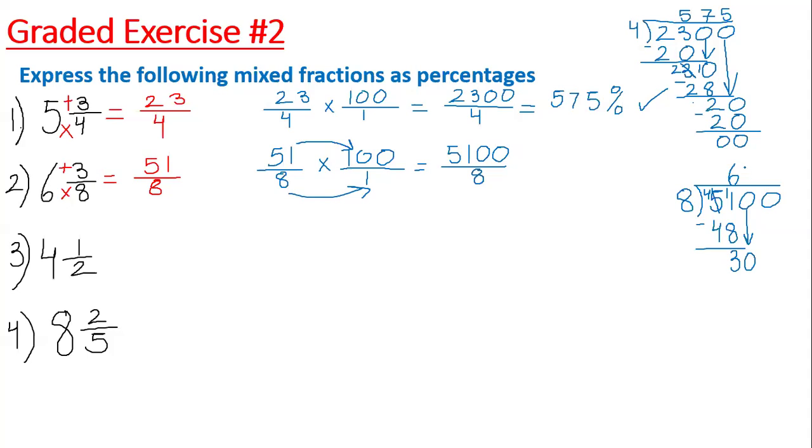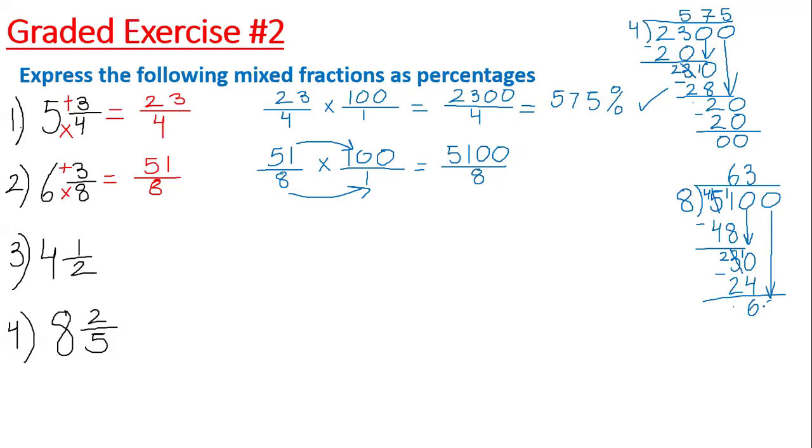So how many times does 8 go into 30? 3 times. 8 times 3 is what? 24. 30 minus 24 is what? 10 minus 4, that'll be 6. 2 minus 2 is what? 0. We bring down the 0.